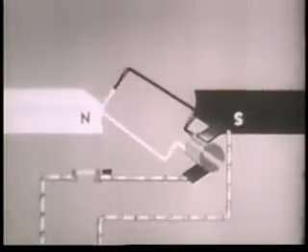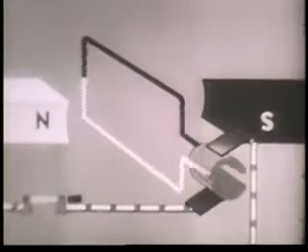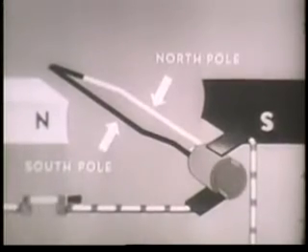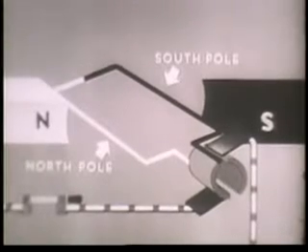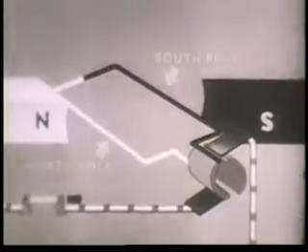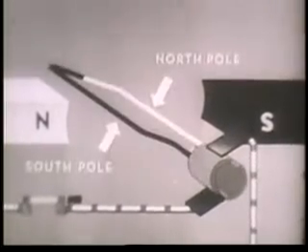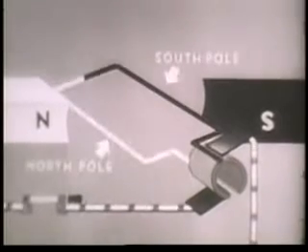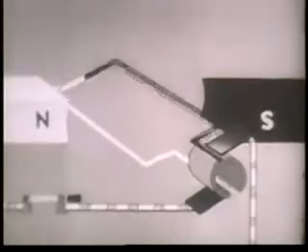Just before the loop becomes aligned, each segment disconnects from one brush, momentum carries the loop past its objective, and the segments connect with another brush. This changes the direction of the current in the wire loop, which in turn changes the loop's polarity. The loop's south pole becomes the north pole. As such, it rotates toward its opposite, the south pole of the bar magnet.